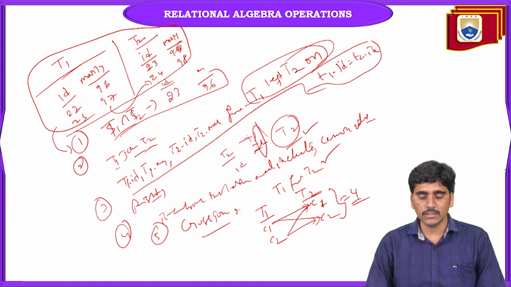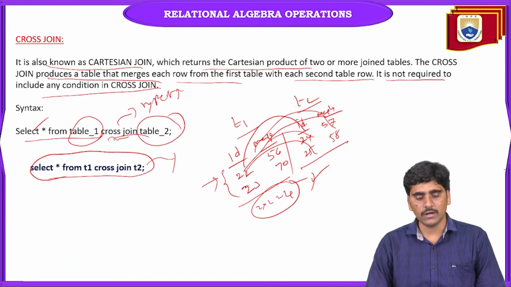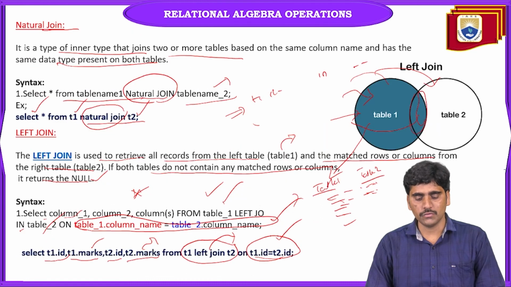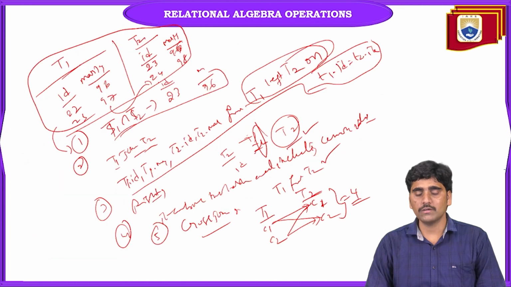But among all these, we don't need to specify any condition for cross join and natural join. We can directly use them on 2 tables to retrieve the values. So this is all about the joins concept.